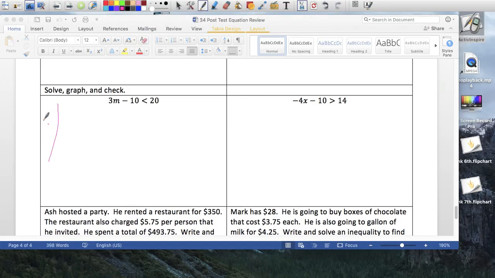Okay, so let's do our story. M times 3 minus 10, 20, plus 10 divided by 3. So plus 10, plus 10.